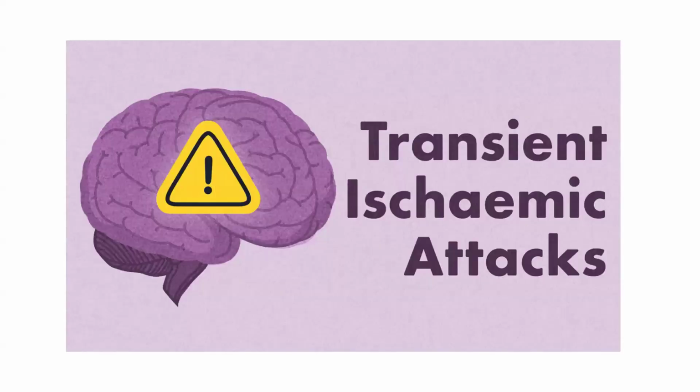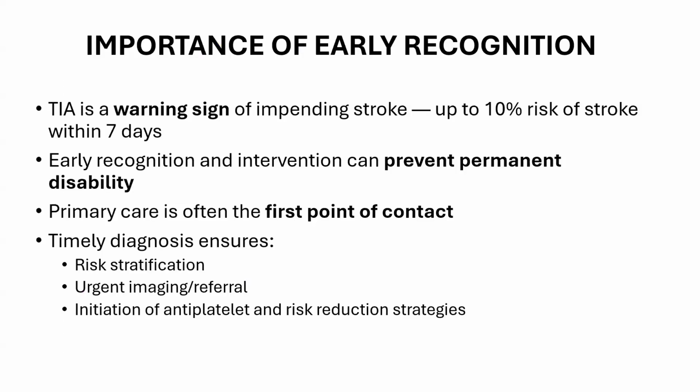So that is briefly about the management of stroke in primary care and what we need to do. The main discussion today is, in fact, the management of TIAs: the importance of identifying TIAs, and how to identify and manage TIAs in primary care. Like I said, the importance of early recognition is that TIA is a warning sign of impending stroke. There is up to 10% risk of stroke within 7 days after a TIA.